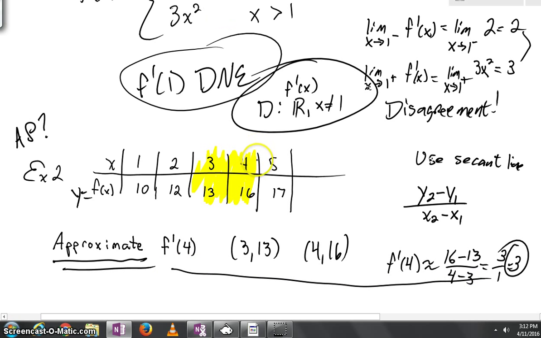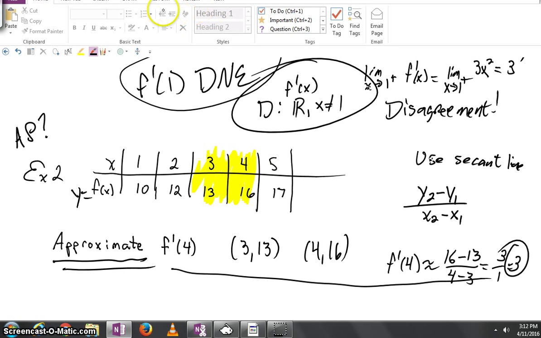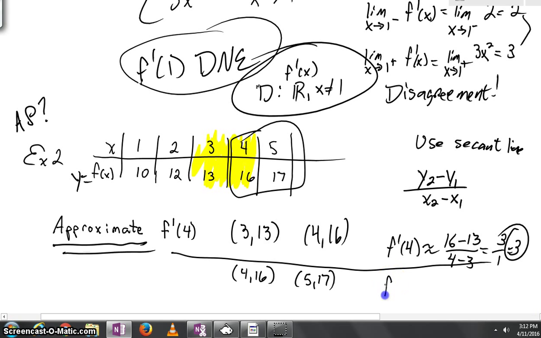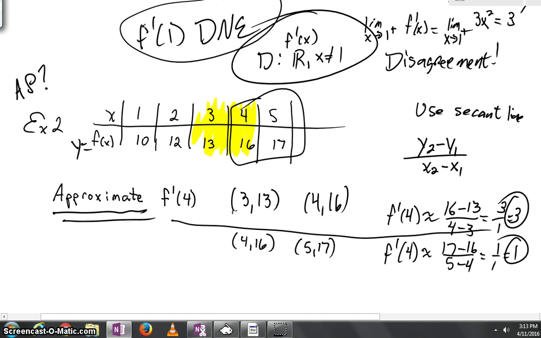Someone else will say, now wait a minute, who's to say you're going to choose 3 and 4? Wow, I'd much rather choose something different. I'd much rather choose the 4, 16 and the 5, 17. Okay, you can do that. You definitely could do that. What will bother kids is they'll say, wait a minute, you're going to get a different answer. Yes, you will. y2 minus y1 all over x2 minus x1. It looks like you get 1 over 1. It looks like you'd say it's about 1. Kids will be like, wow, that's a bit off. Yeah, that can happen even on the AP exam.